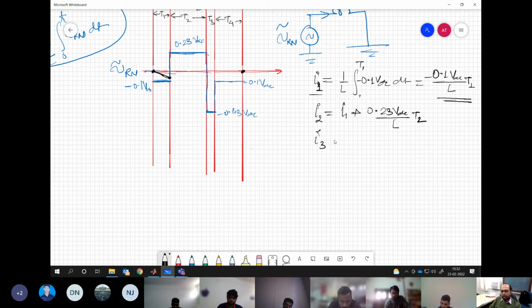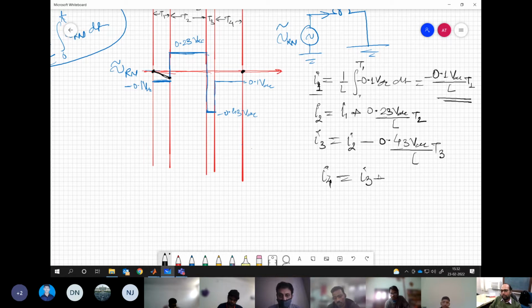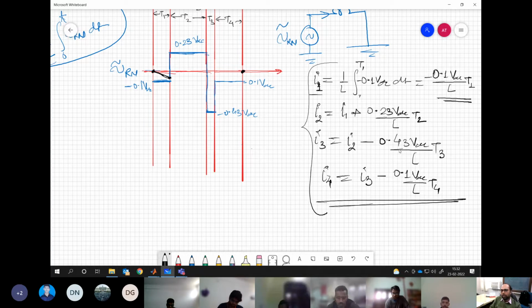Similarly, the next one will start from I2 and move to the next value, which is I3, which will be this. And then I4, which will be I3 plus, or rather minus, the last term. These will be the values of the current. So I4 must be 0 finally. It should come back to 0.